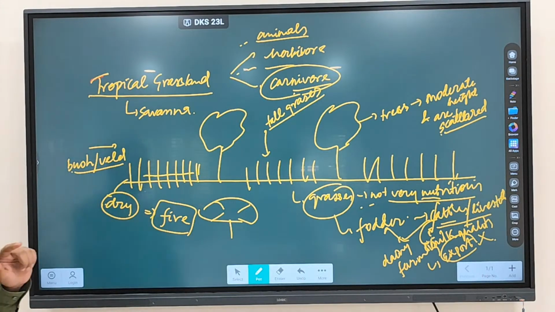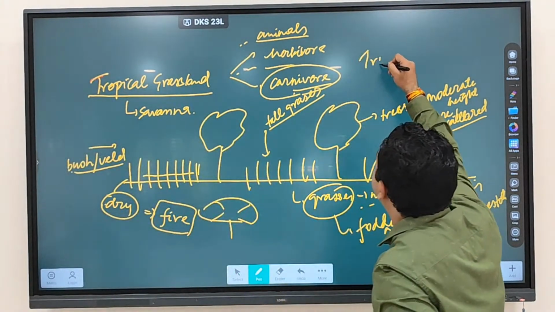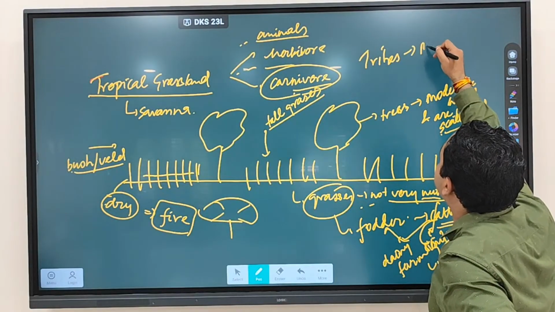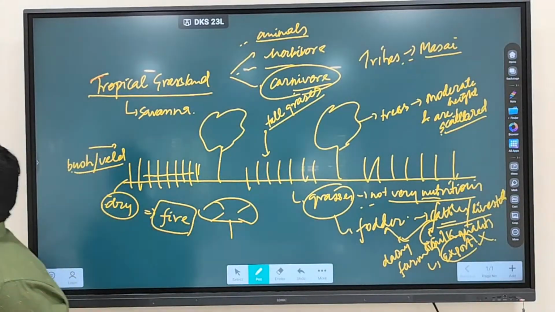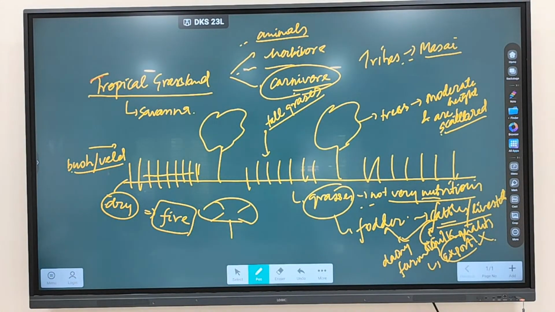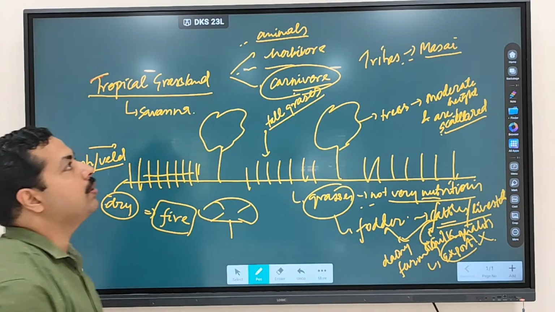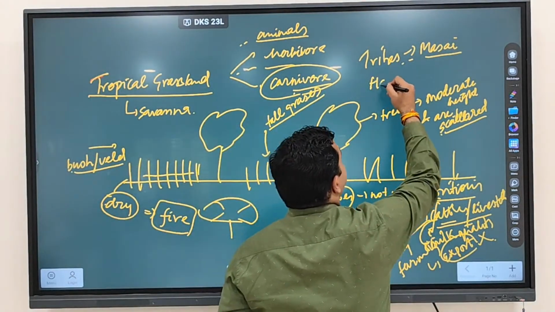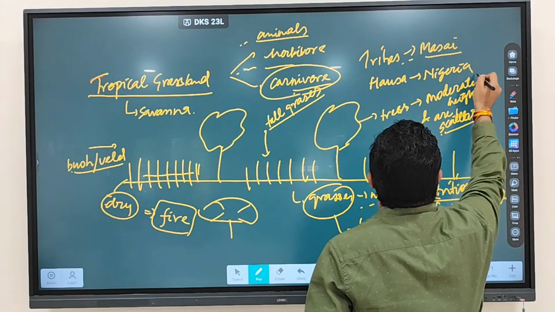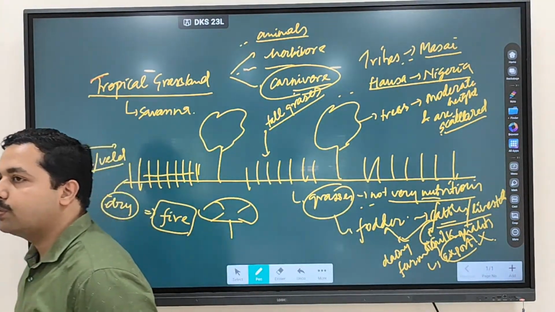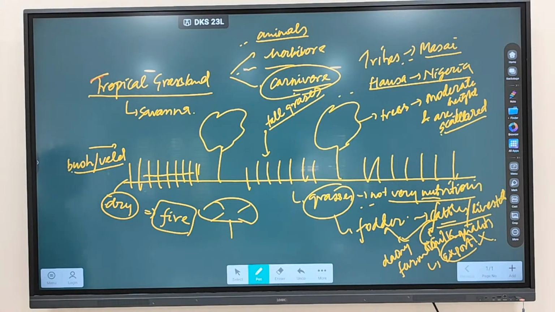Also, you'll find tribes living in this region. One of the important tribes that you find is the Maasai tribe. Tribes are living in this region. The Maasai tribe is found in the East African region, like in Kenya. And there is also another tribe, the Hausa tribe, which is found in Nigeria. So Maasai tribe is found in Kenya. Hausa tribe is found in Nigeria.